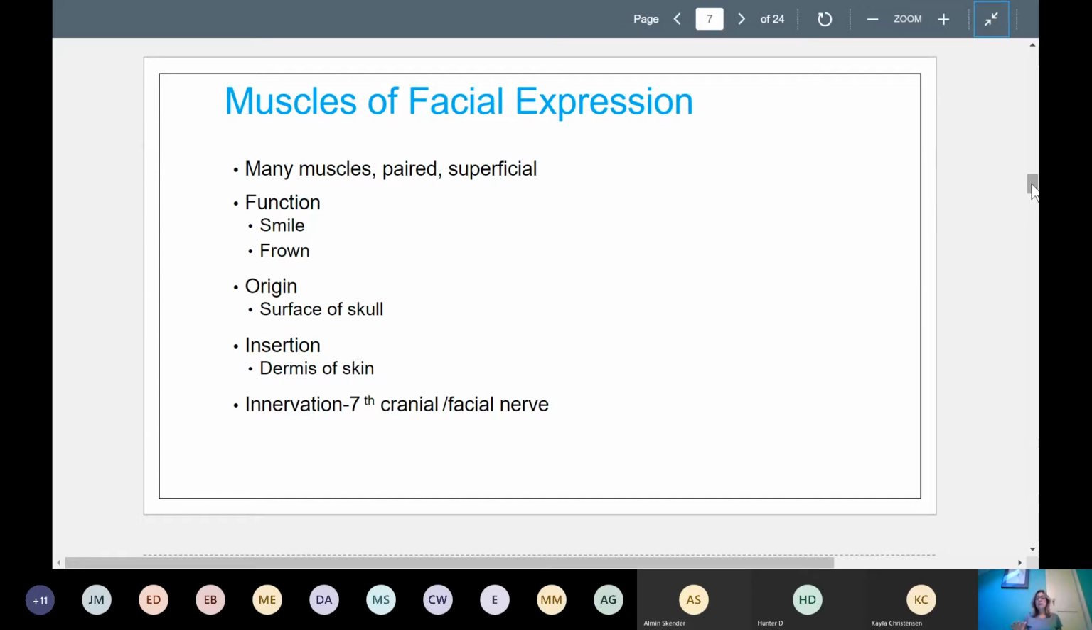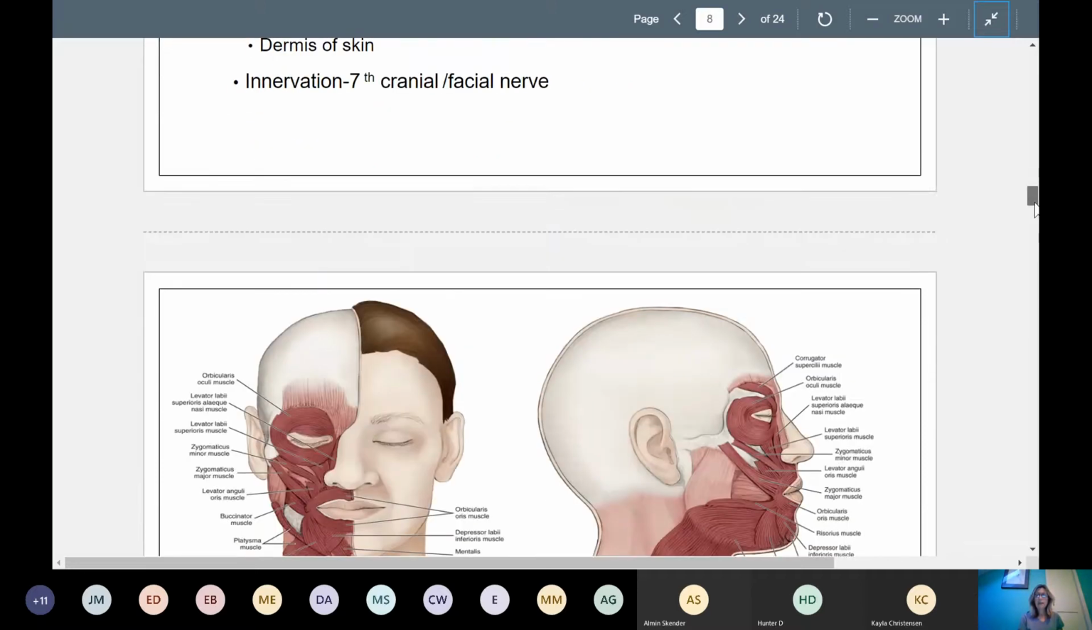In your handouts and stuff that's posted on Canvas, there are several different handouts to help you memorize the origins, insertions, etc. It will also tell you what the different muscles do, whether they raise the corners of the mouth to form a smile, whether they depress the corners of the mouth to cause a frown. So they all have different functions. And this is what they look like.